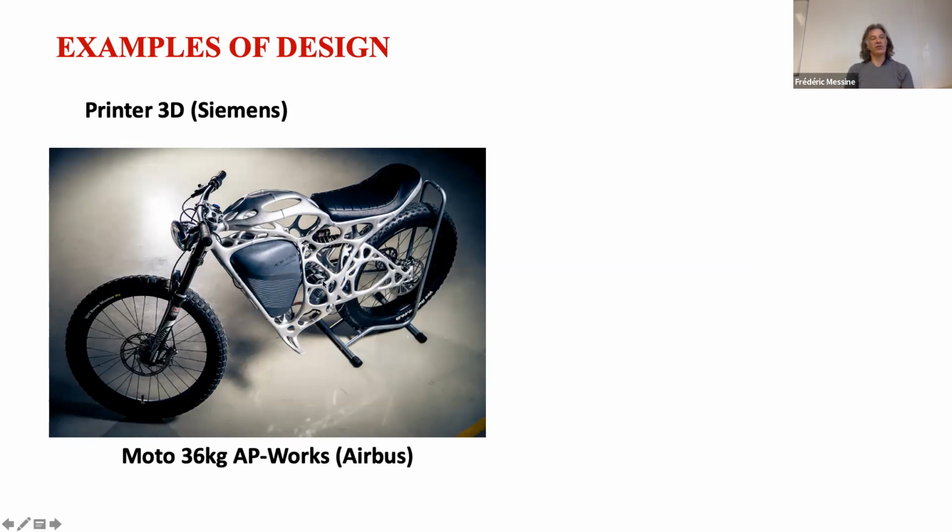You can design the structure of a motorbike and minimize its weight. That was made by Airbus, and they used a 3D printer from Siemens. You can see the structure is very thin and we minimize the weight, but you must have some stiffness and rigidity for your motorbike, of course. So it's light, but also rigid enough. You have to understand that.